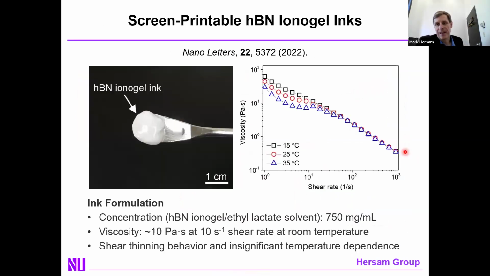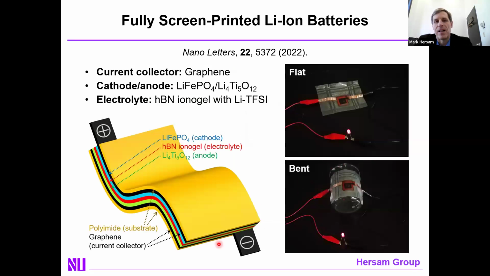I'll note for completeness that you can tailor the viscosity of these inks on demand to make it compatible with your favorite additive manufacturing methods, such as screen printing. Here we use a different solvent, ethyl lactate, to make this less viscous than we would need in the blade coating case. This allows us now to make fully additive manufactured or screen printed lithium-ion batteries where all components, including the electrolyte, are screen printed. This is quite useful for things such as flexible or wearable electronics.